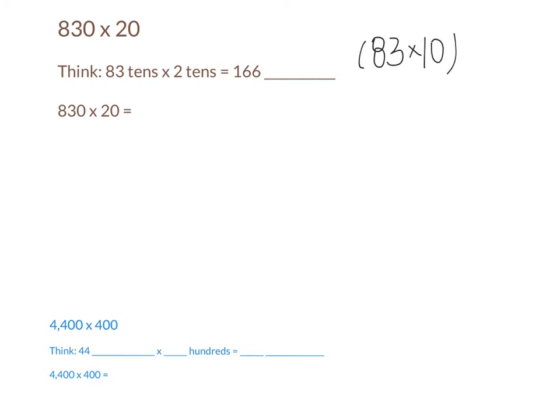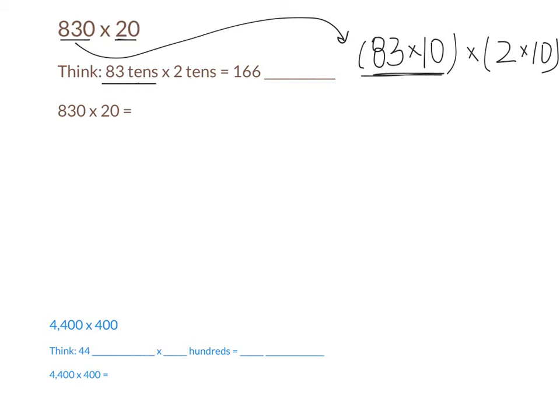What about 20? Is that a multiple of 10? Yeah. It's how many copies of 10? 2. So we rewrote 830 as 83 times 10, right? 83 copies of 10. And we can rewrite 20 as 2 copies of 10. Does that make sense so far? Yes. Is that the same thing as what we have in our number sentence? 83 tens. Is this 83 tens? Yeah. And then 2 tens. Is this 2 tens? Yeah. Good.